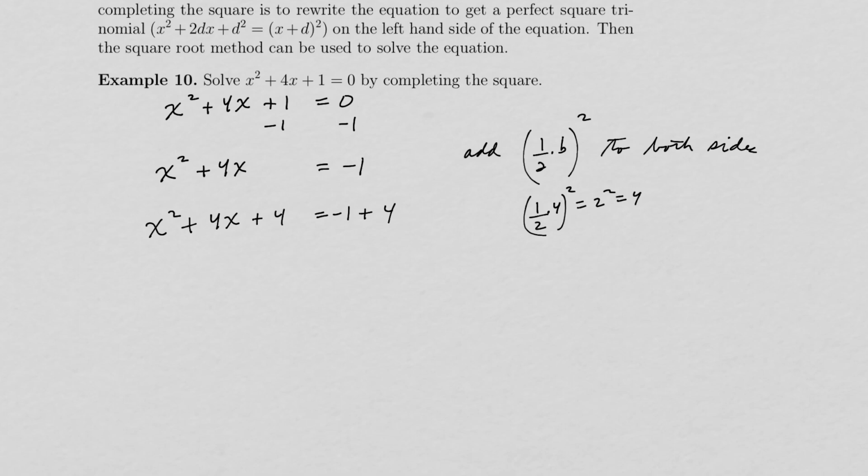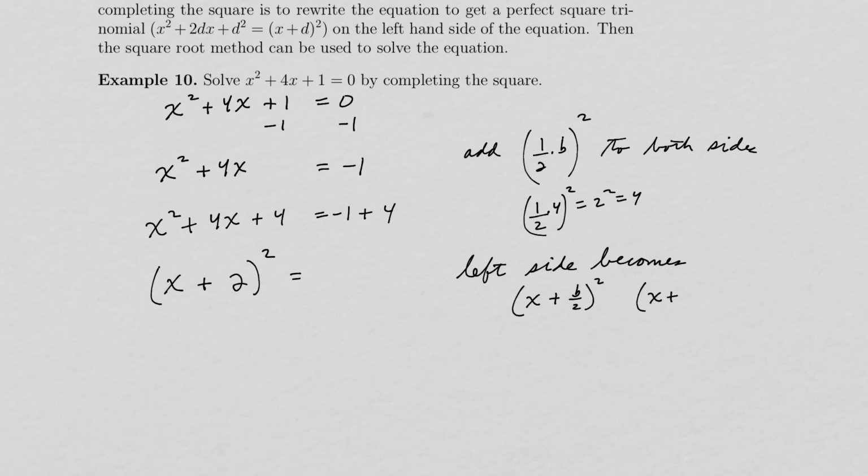Then it turns out that this left-hand side is now a perfect square trinomial. This is always going to be x plus b over 2, squared. Remember, b was 4. So I'll put it here. The left side becomes x plus b over 2 squared. In our case, it was x plus 4 over 2 squared, but that's just x plus 2, right, squared.